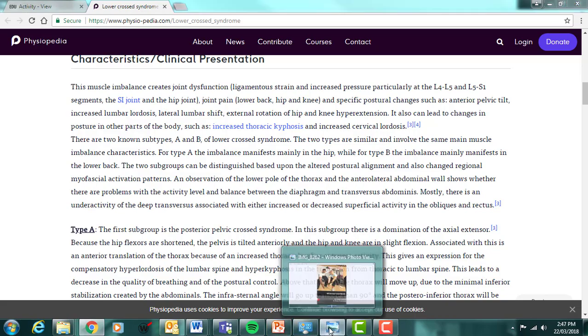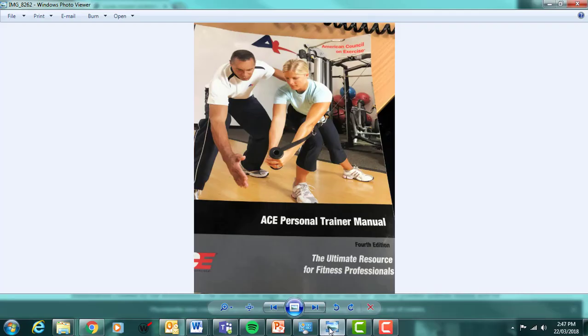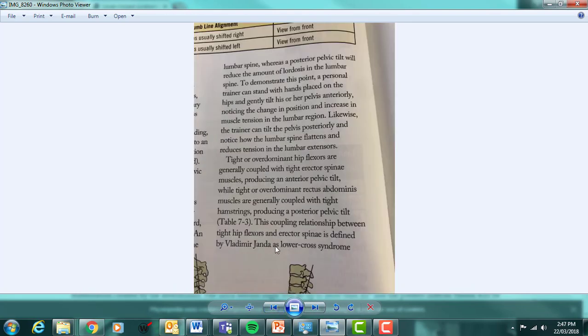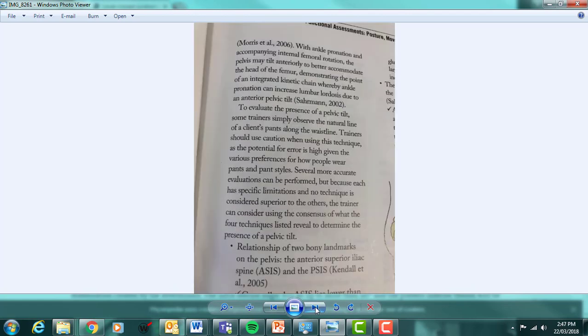So then we've gone back, and when I've had a look at the ACE personal trainer manual, which the students all used to get, it discusses what lower cross syndrome is and a study that was done by Vladimir Janda, identifying the coupling relationship between tight hip flexors and the erector spinae. Basically, it then says that with ankle pronation and accompanying internal femoral rotation, the pelvis may anteriorly tilt to better accommodate the head of the femur.